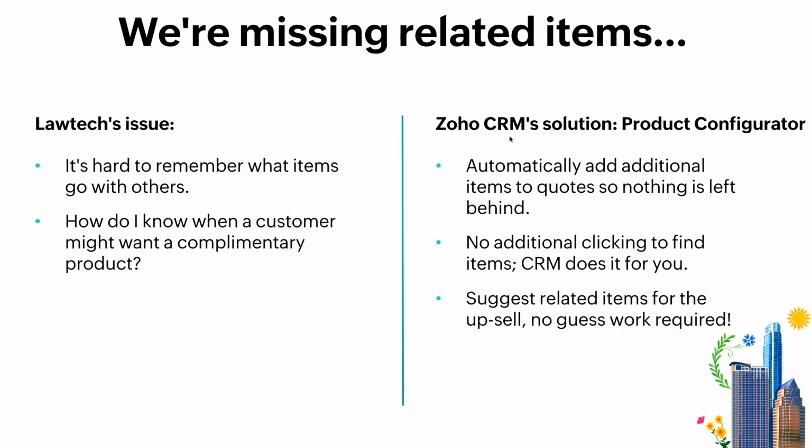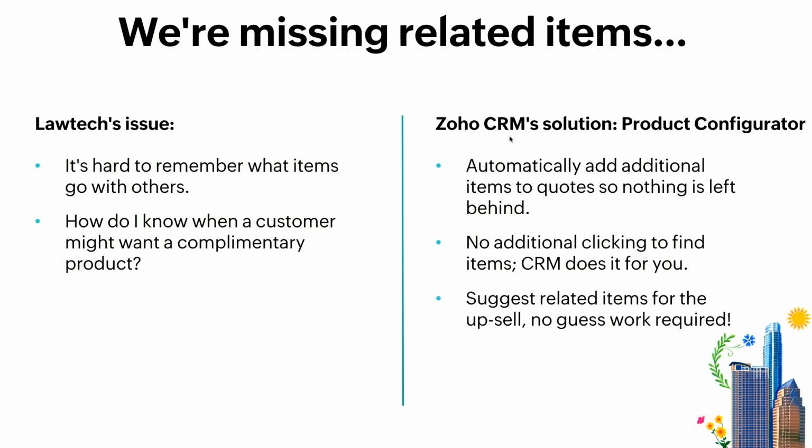So we've covered two of Lawton's specific issues. The last one I want to go ahead and cover for just this part is we are missing related items. Sometimes it is hard to remember what items go with one another. If you have a vast product catalog, sometimes it's going to be hard to go and find exactly what it is, especially if you have something uploaded where your products have a lot of samey names. You can mitigate that by setting up the product configurator. Another part of their issue is, how do I know when a customer wants a complementary or related product? How am I supposed to remember what even those are?